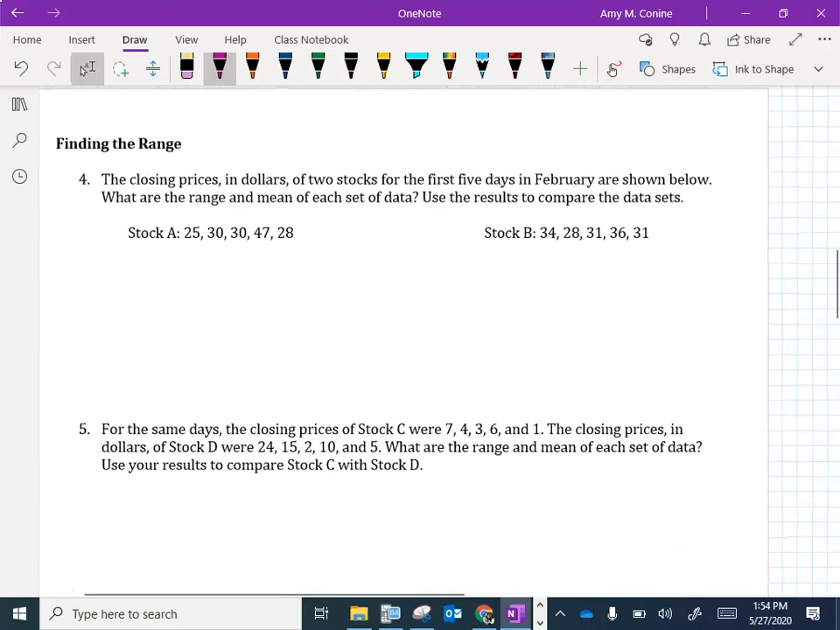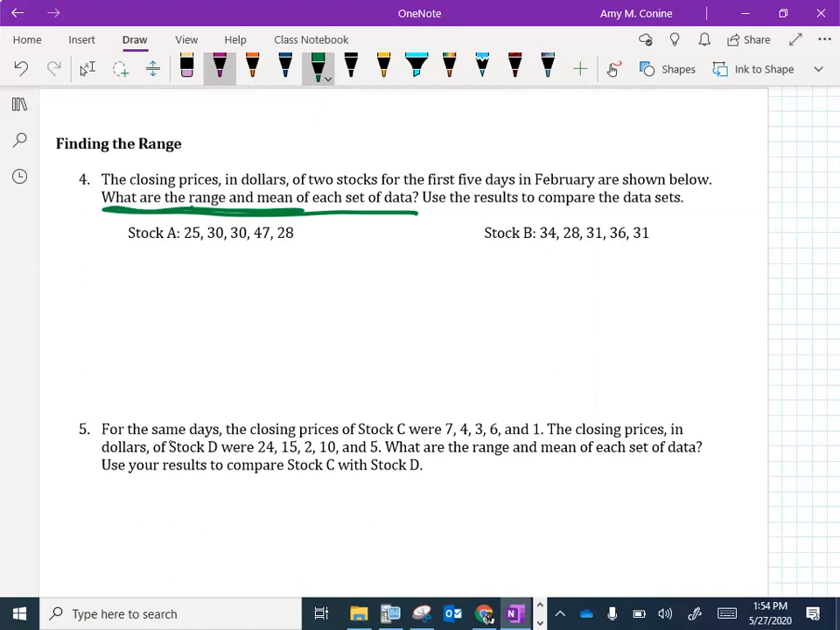So for 4, we're going to find the range. We're going to figure out how to do that. So the closing prices in dollars of 2 stocks for the first 5 days in February are shown below. What are the range and mean of each data set? Use the results to compare your data sets. So we're going to find the mean and we're going to find the range. So let's do what we know first.